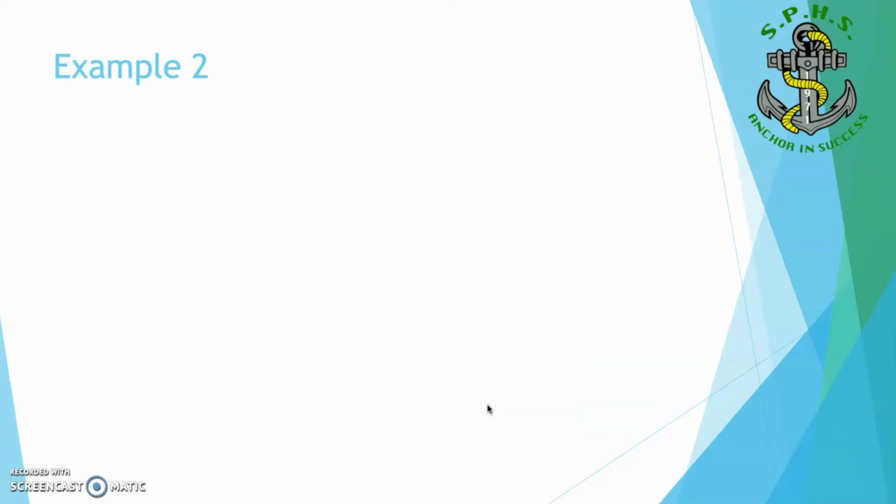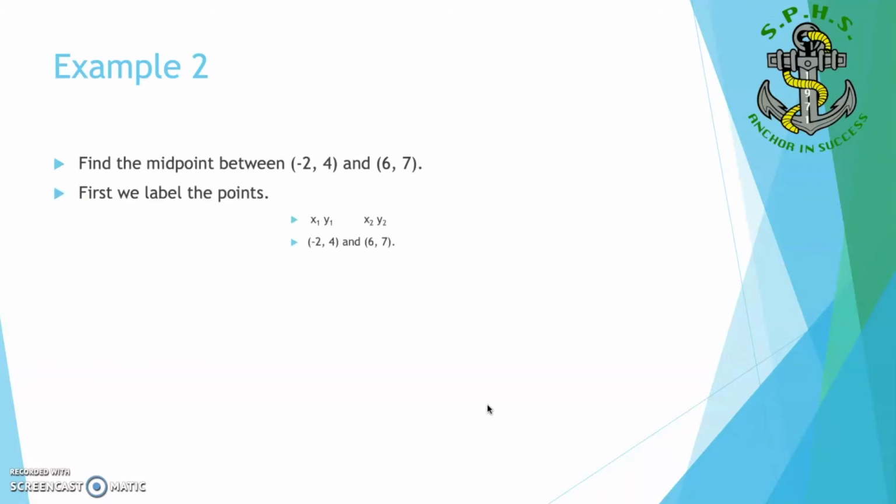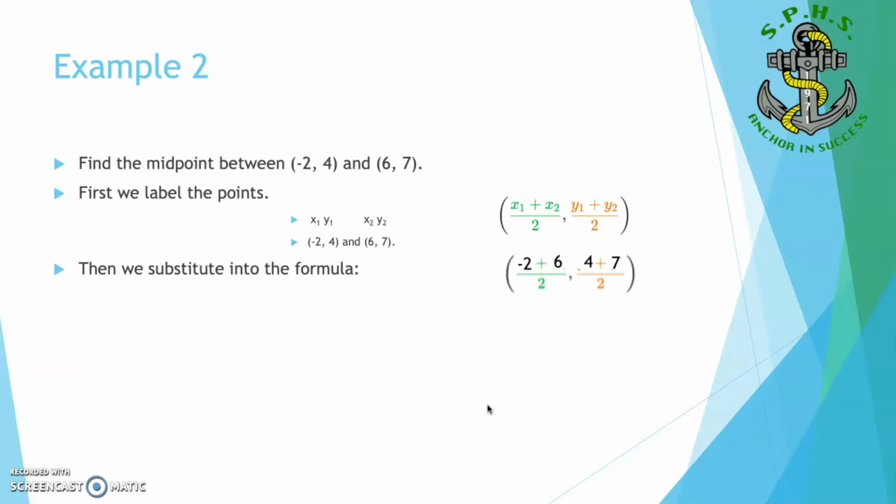Here's an example, a little slower. Find the midpoint between (-2, 4) and (6, 7). The first step is to label the points, x1, y1, x2, y2. Then we substitute into the formula. Substituting gives -2 plus 6 and 4 plus 7.